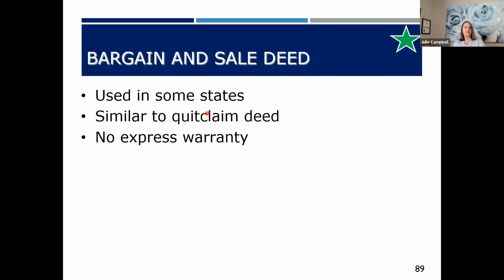Remember last week we defined express versus implied. And we said with express, all the terms are clearly stated. With implied, it's based on their actions. It's based on your conduct. So with the bargain and sale deed, there are no express warranties. All the warranties are implied. Again, not used much in North Carolina.